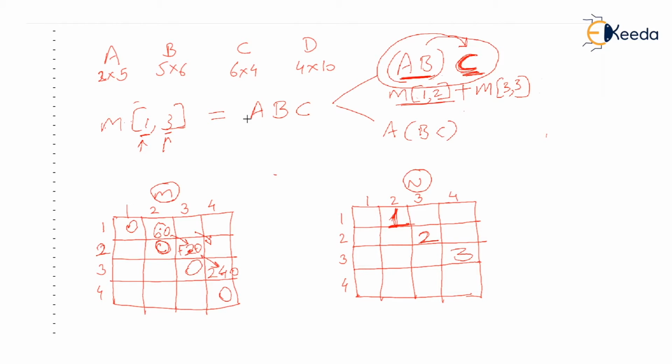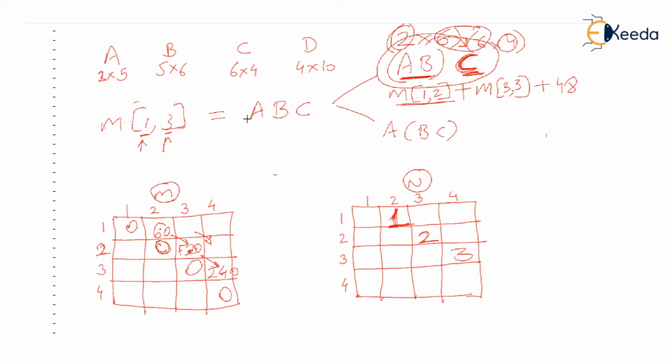Listen, A dot B is going to be a 2 cross 6 matrix, isn't it? Because A is 2 by 5 and B is 5 by 6. This matrix will be multiplied with C, and C is 6 by 4. So finally you are going to multiply these two matrices, and the number of multiplications needed will be 2 multiplied by 6, that is 12, multiplied by 4, that is 12 fours are 48. I hope you understand.